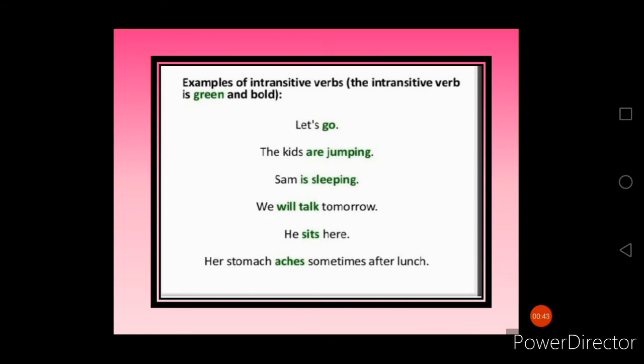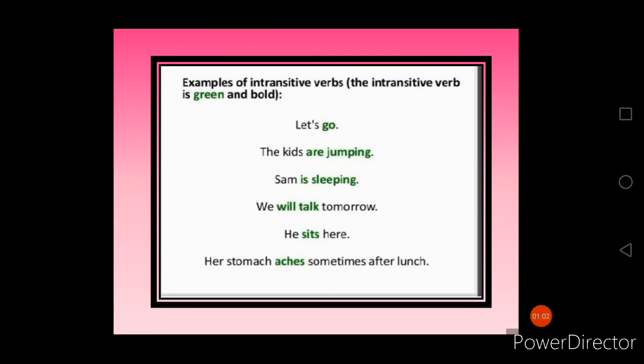The kids are jumping. What is the verb here? Yes, very good. Jumping is the verb. Is there any object or adverb present after this verb? No, right? So jumping is an intransitive verb. See the next sentence. Sam is sleeping.